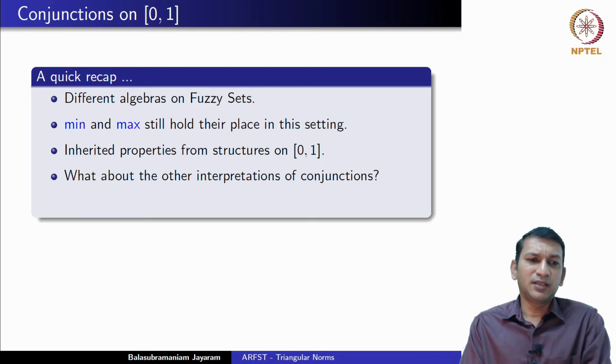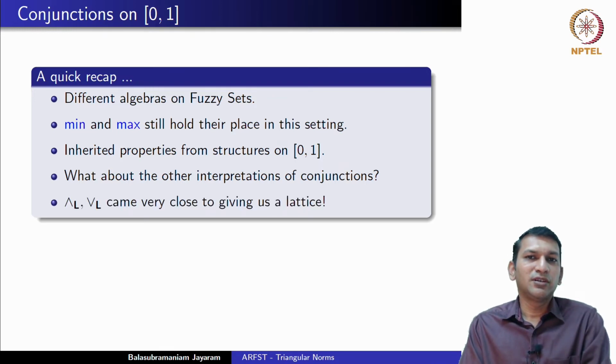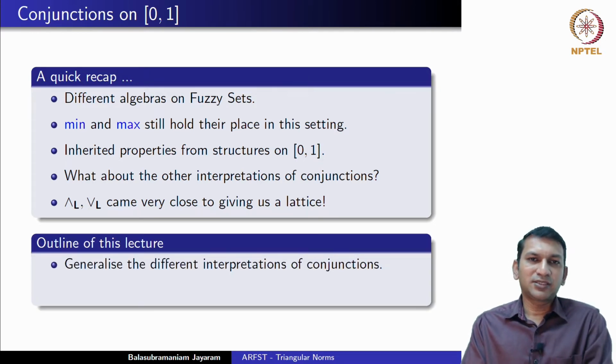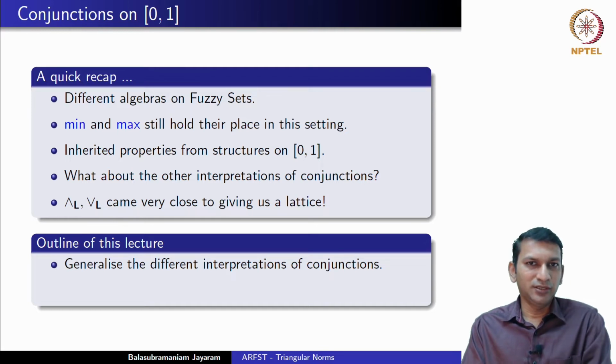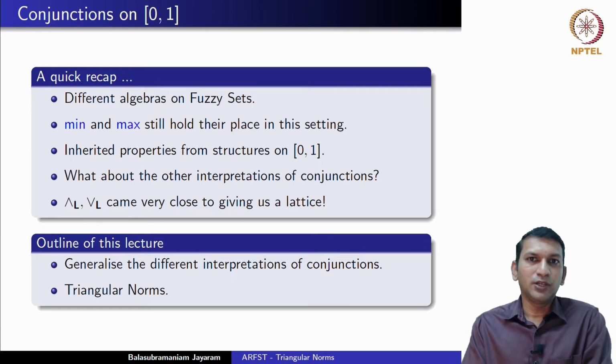However, we were left with a question as to what about the other interpretations of conjunctions? Are they still useful? Note that the Lukasiewicz pair of operations came very close to giving us a lattice. In this lecture, we will look at extracting the properties that are required of a fuzzy conjunction towards giving an axiomatic definition of what one generalization of fuzzy conjunction at least should be. This particular generalization is called a triangular norm. It is very well studied and most often used in the fuzzy logic community. And in this lecture, we will look at triangular norms, their definition, some examples, and some geometric perspectives.